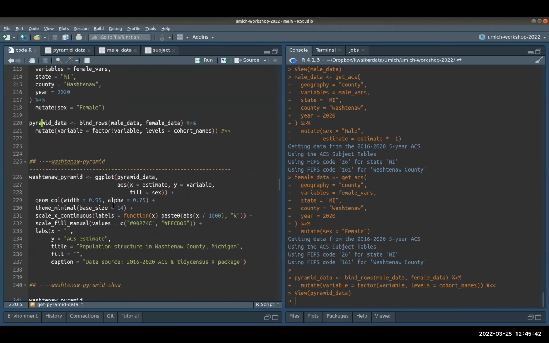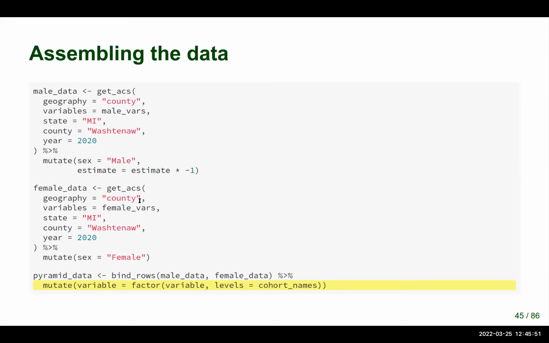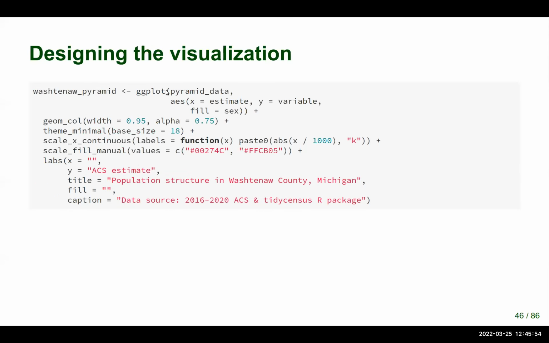I then build out the population pyramid. And the population pyramid, honestly, is not that much different than the bar chart that we created earlier. What I'm doing here is creating the pyramid, mapping the estimate column to the x-axis and the variable column to the y-axis. And I'm specifying a fill aesthetic as well, so I want different colors for the different sexes. I'm using geom_col to make a bar chart.